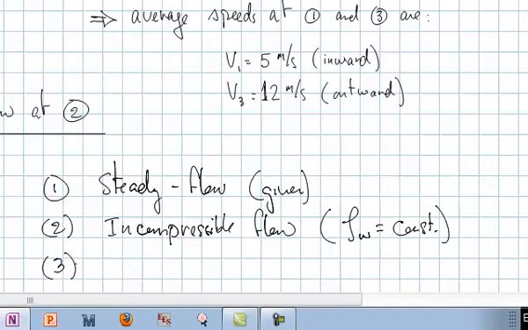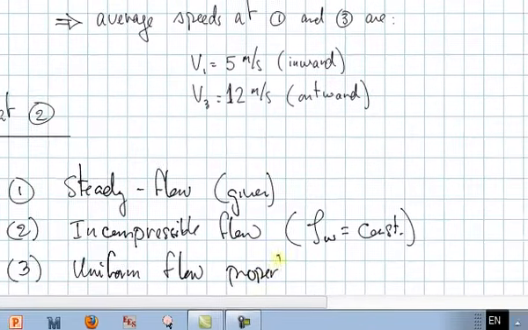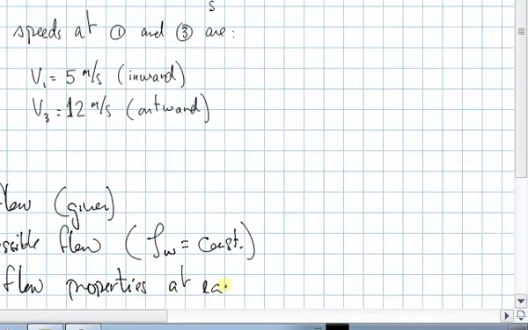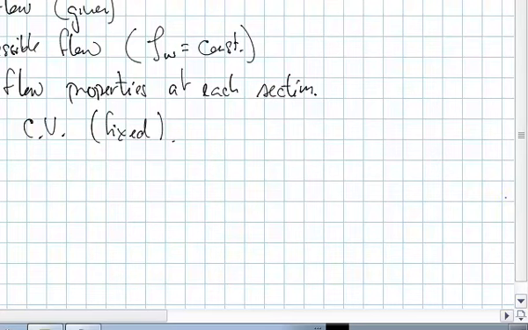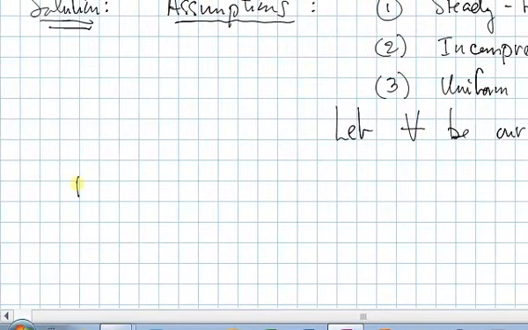And three, even though it's not explicitly stated in the problem, we are going to assume that we have uniform flow properties at each section. And we're going to let V be our control volume, which is fixed in this problem. So let's use the form of conservation of mass that corresponds to RTT number 2.